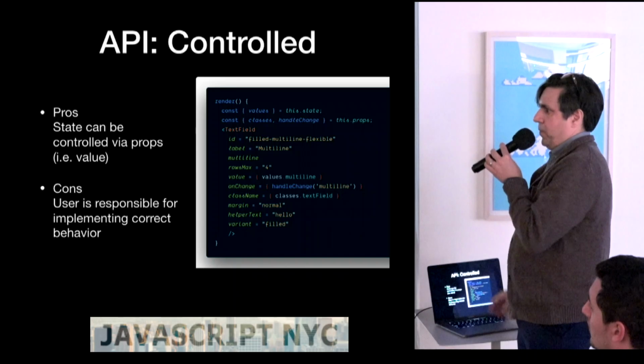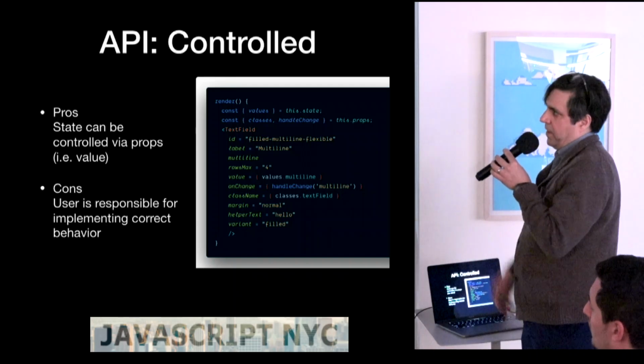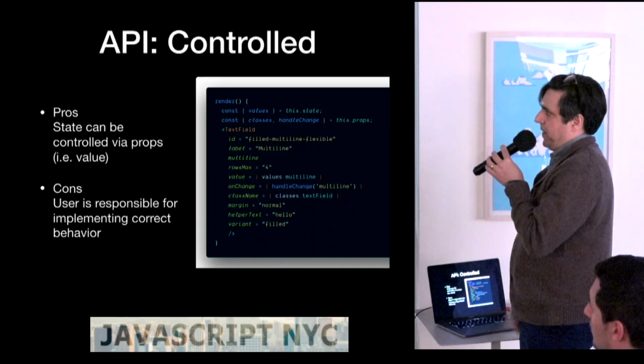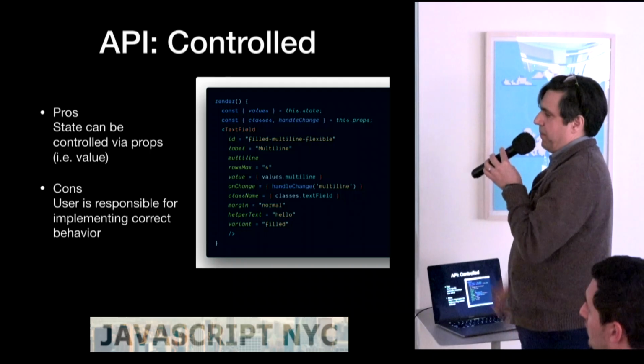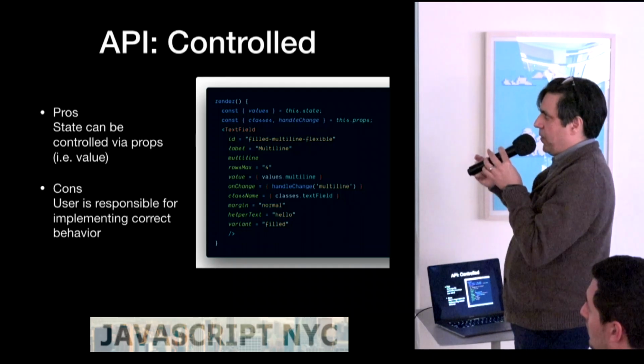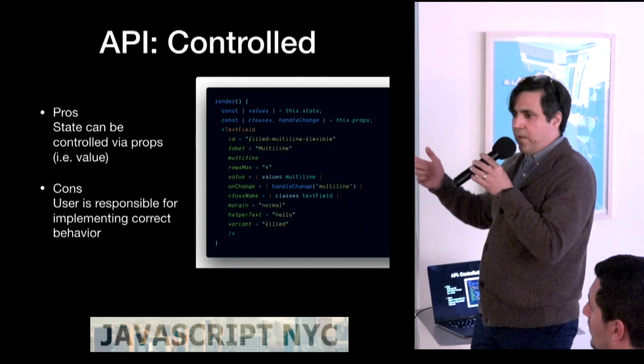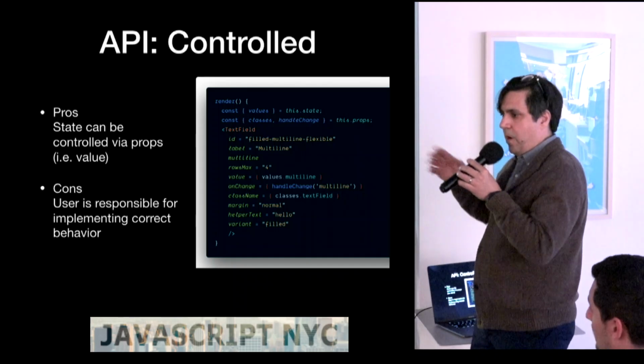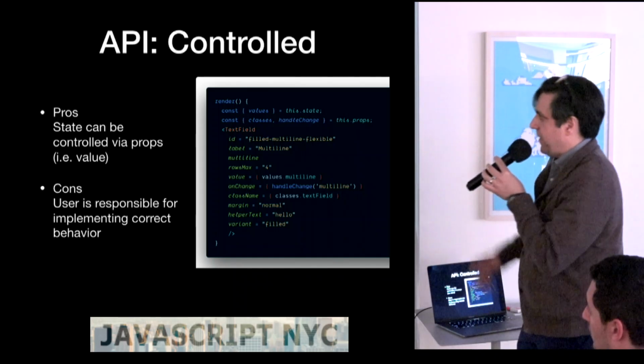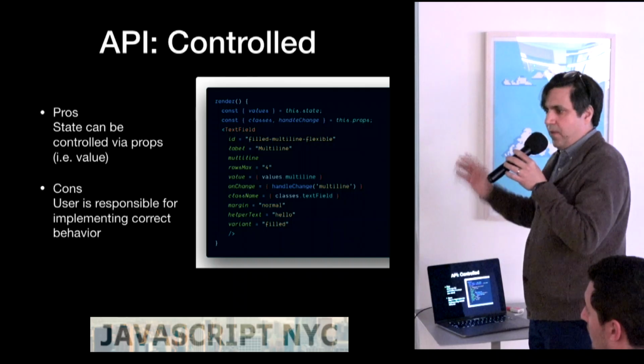Then there's also, well, how do I control it? And that's exactly what this controlled API is all about. The user may set a prop like value. In this example, there's a text field. If the user puts in the value, then it forgets what state it has, so all of the helpers and labels and things like that sort of go away, and it says, hey, you're the user, you control it.